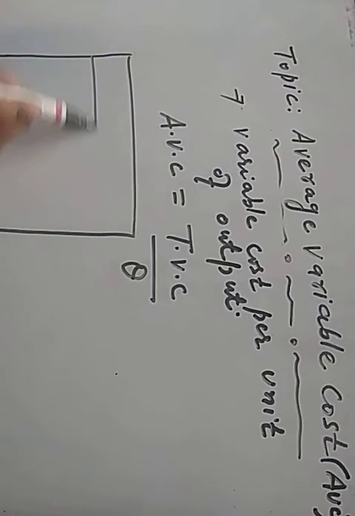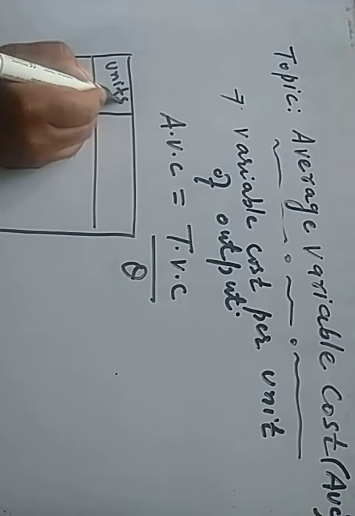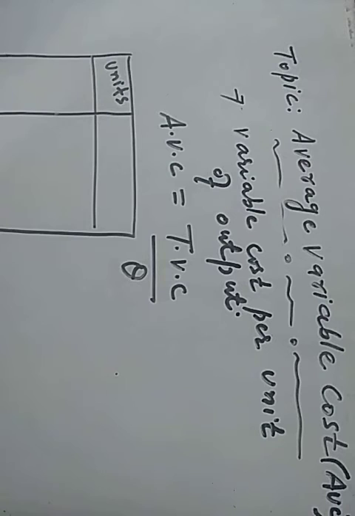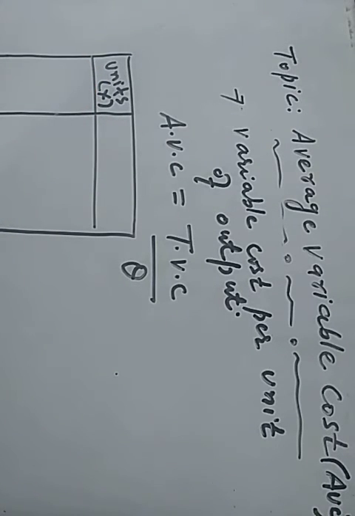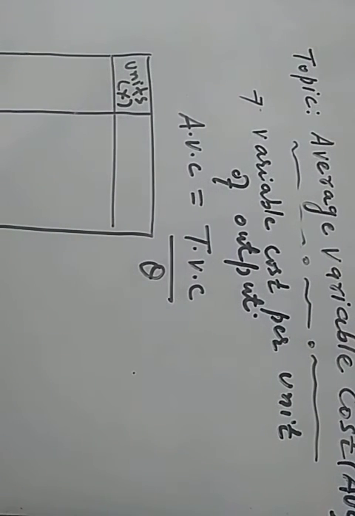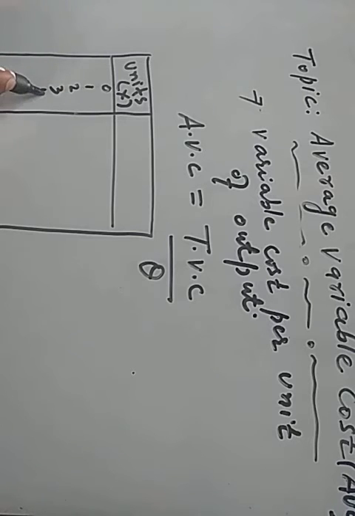In the first column, we will take units of commodity or service produced. Suppose in our example, the commodity is commodity X, and the producer, or we can say the firm, has produced different units starting from 0, 1, 2, 3, 4, 5, 6 units.